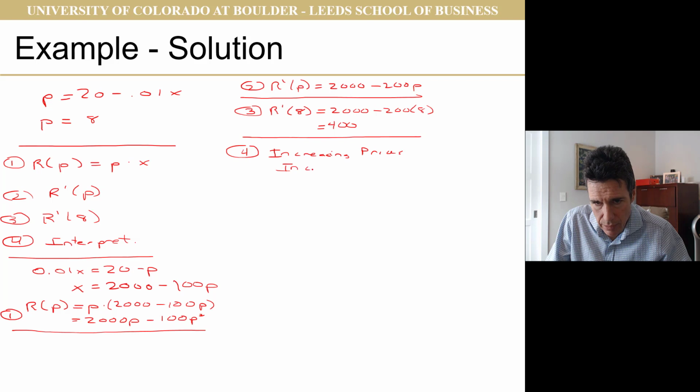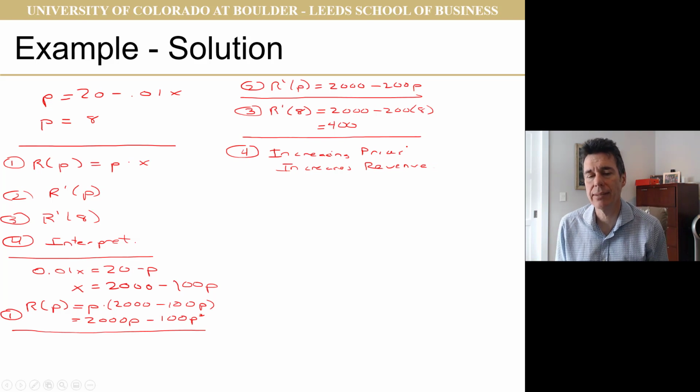increases revenue. And approximately, this is not an exact calculation, but approximately, if we increased prices $1, so we went from 8 to 9, we would expect revenues to increase by about $400. Now, it's not exact. If we increase prices by $10, that's probably not even close to the right answer. But maybe for $1, it's close.